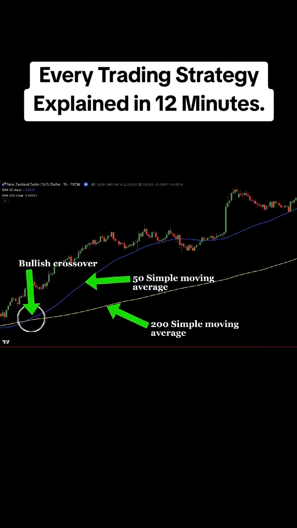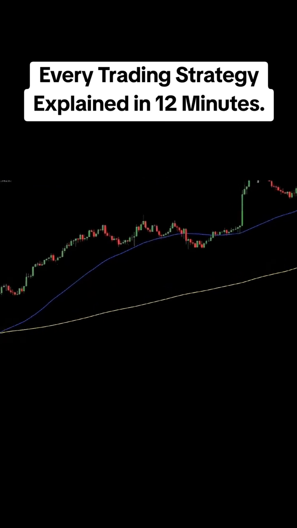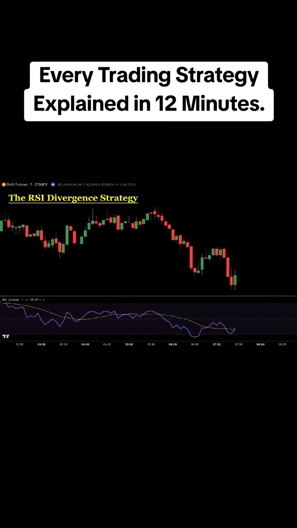These moving average crossovers are simple yet effective tools for spotting long-term market trends and aligning trades with the overall direction. The RSI divergence strategy.